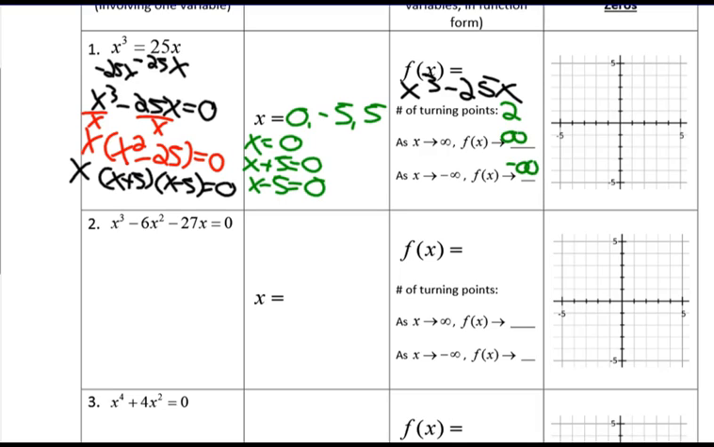Alright, put it in the calculator. See if we did it right. So you're going to put, don't put the factored form in, you're going to put the original function in. So x cubed minus 25x. The possible turning points is 1 less than the degree. Okay? It's a lot to remember, I know.